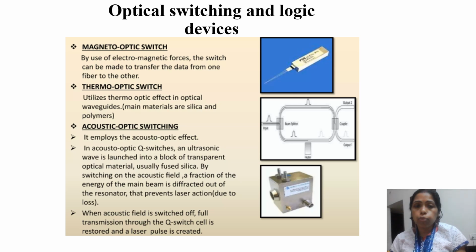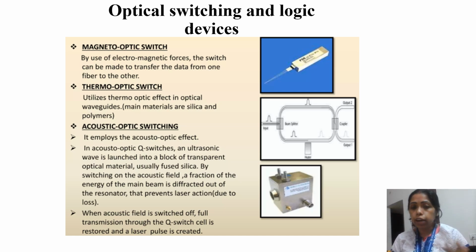And magneto-optic switch, in the magneto-optic switch, we are applying some electromagnetic force. Based on how you are applying the electromagnetic force, the data will be transferred from one location to another location. Thermo-optic switch is also like that. We are applying some thermal signal. Due to the thermal effect, the optical signal is diverted, or the optical signal is passed through the device. So normally for the thermo-optical effect, we are going to use silica and polymer.